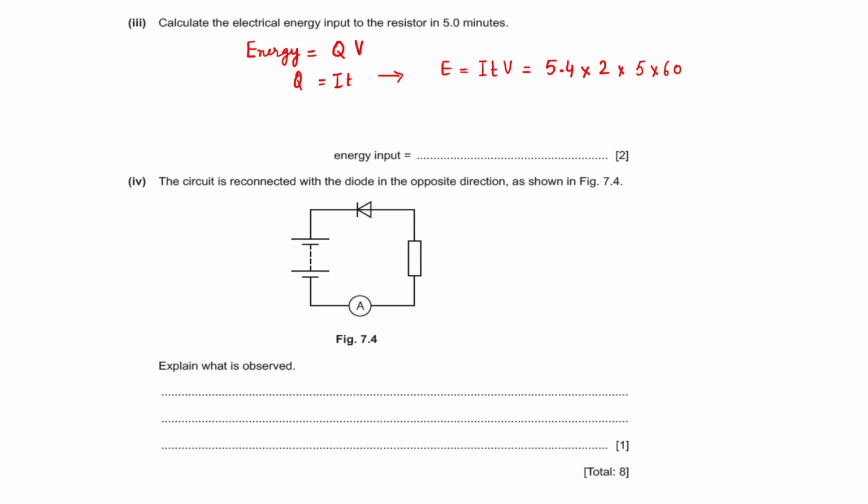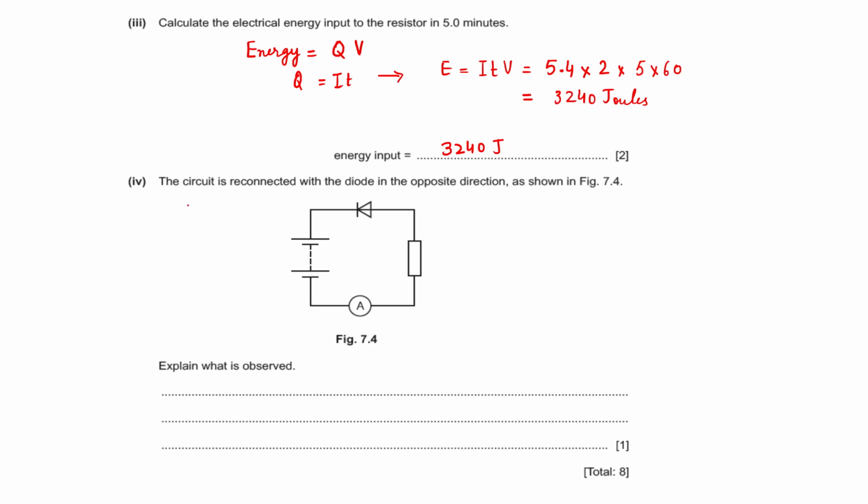So we multiply all these things together: 2 multiplied by 5.4 multiplied by 60, something around 3240 joules. That is the energy. So overall energy input is 3240 joules. This is the amount of energy that is required.